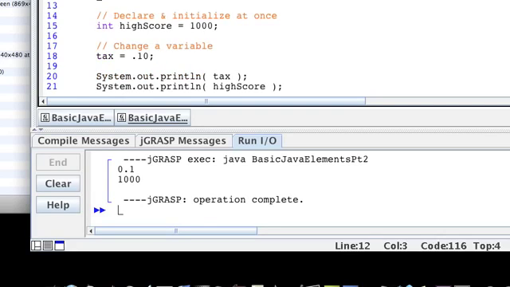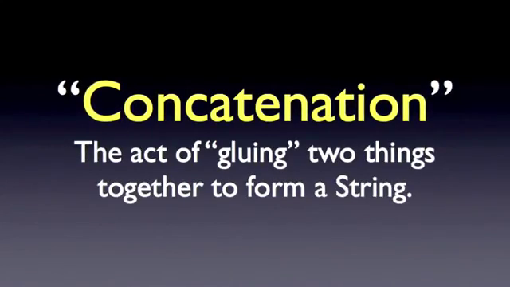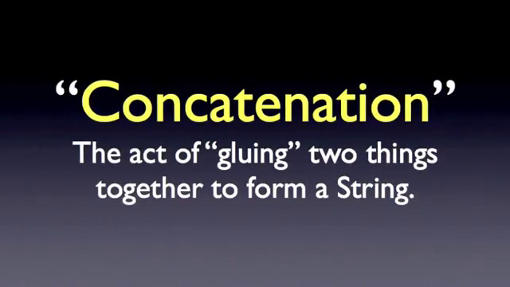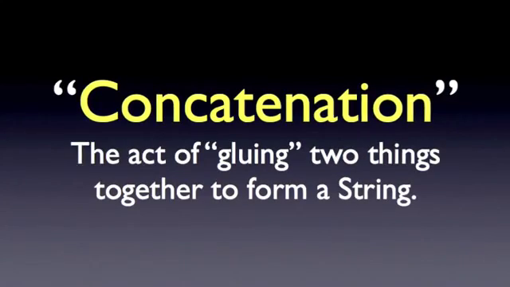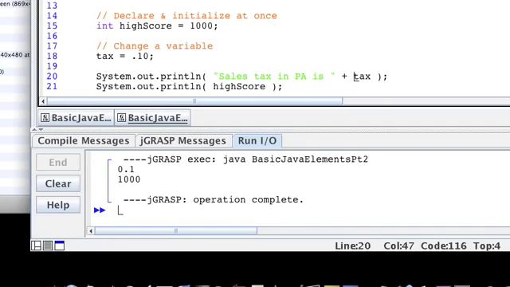First of all, notice our output is kind of boring. It's just 0.1 and 1,000. So how can we modify our output? We can use concatenation. So we could put, "sales tax in PA is", and now we can use the plus operator. And remember, in this instance, the plus operator means to concatenate. It's going to take the string on the left and add the string on the right. And here we'll put, "current high score is".